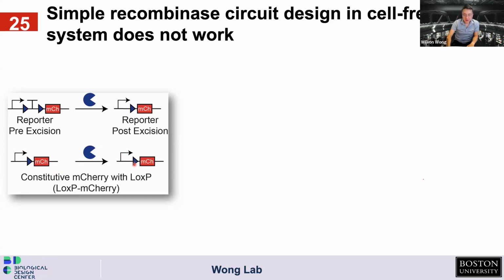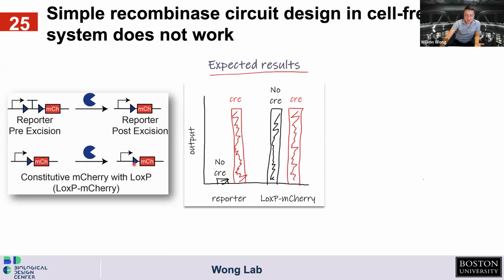In theory, here's what we think should happen. Look at this reporter construct. Without Cre, you don't have any output. With Cre, you have some output. We'll measure them in the plate reader for fluorescence. And then this constitutive construct, we call it the LoxP-mCherry construct. With and without Cre, it shouldn't matter. It should still have a high level of mCherry.